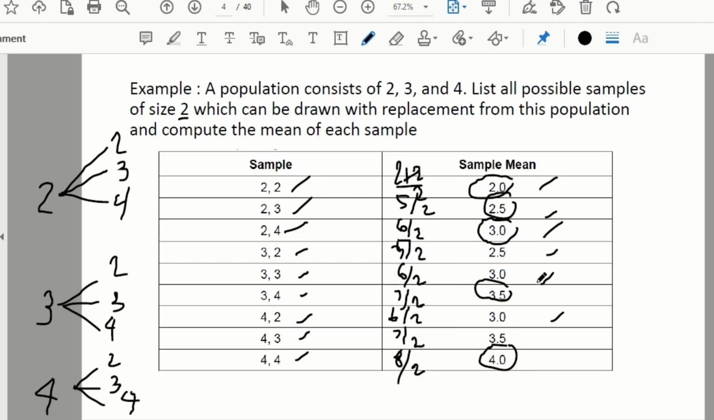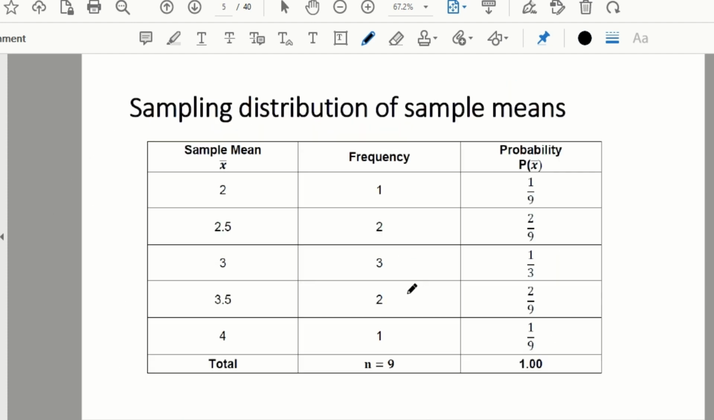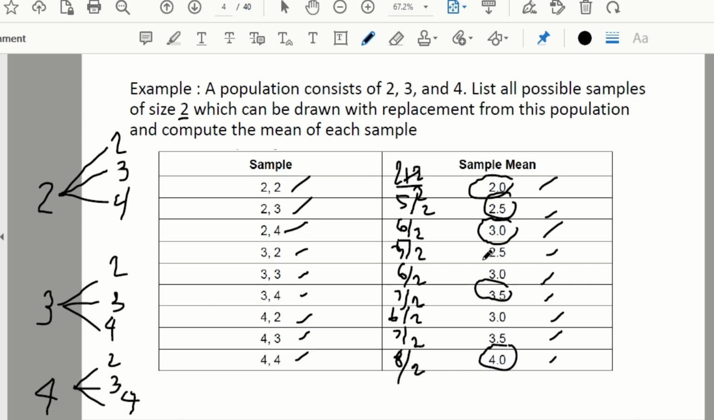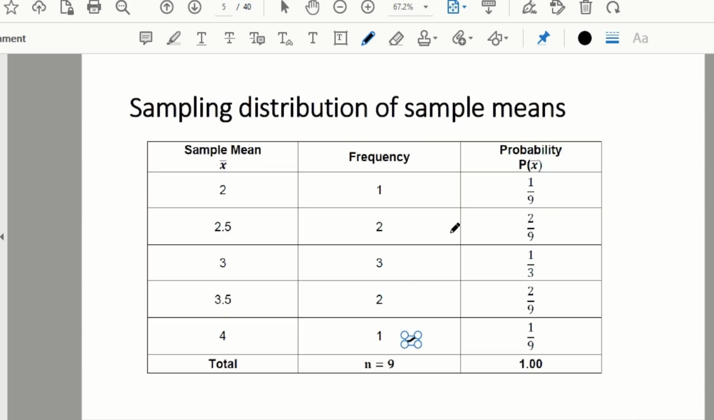Then 3.5: 1, 2, there are 2. And the last one, 4, there's only 1. So let's add: 1 plus 2 is 3, plus 3 is 6, plus 2 is 8, plus 1 is 9. So there are a total of 9 samples. To get the probability, just divide the frequency by the total frequency. So this is 1 over 9, then 2 over 9, then 3 over 9, whose lowest term is 1/3. Then next we have 2 over 9, and then 1 over 9.